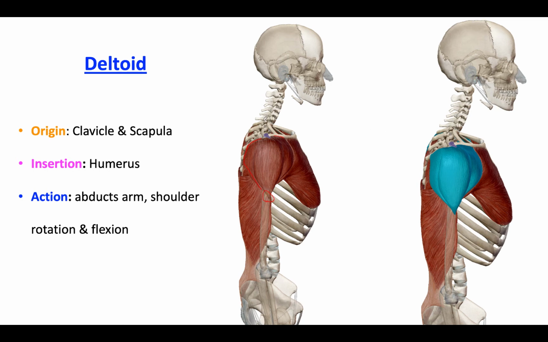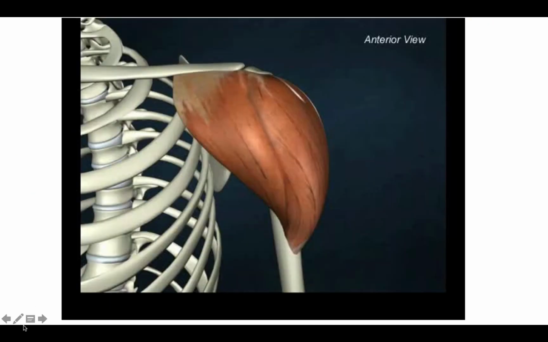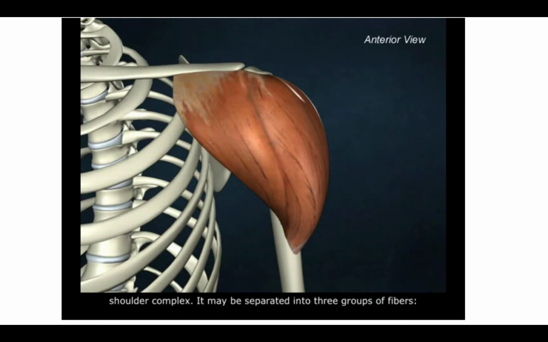Okay, and our deltoid muscle is the main shoulder muscle that we are familiar with, right? And its job is to abduct the arm and shoulder, and it also allows shoulder rotation and flexion. The deltoid is the large fleshy muscle we most associate with the shoulder complex.